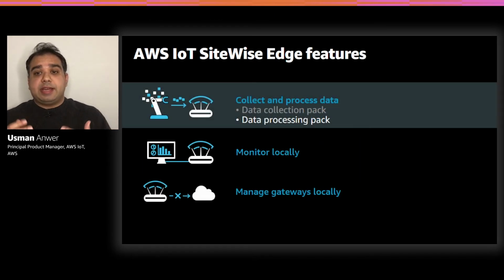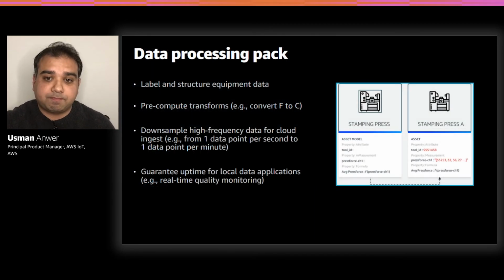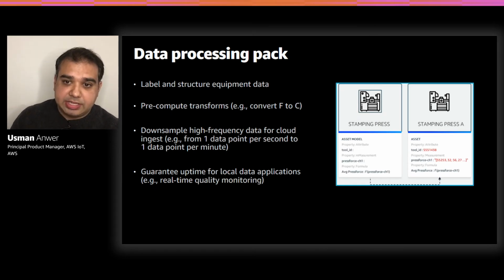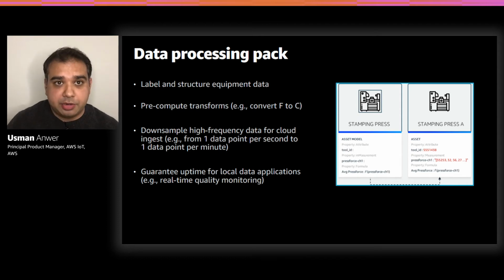The data that is collected can be processed in real time with the data processing pack. Equipment data is often unstructured and lacks the context necessary for the data to be understandable to end users and to applications. Additionally, raw data by itself is often not enough for industrial use cases. It needs to be further processed into metrics that can then be used to drive business decisions. SiteWise addresses these challenges through asset models.